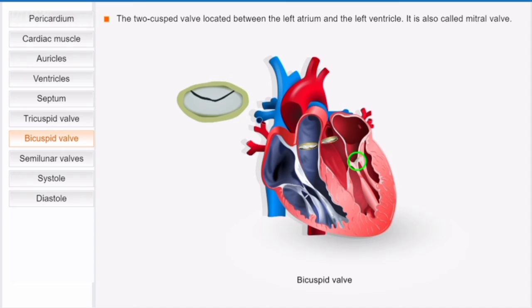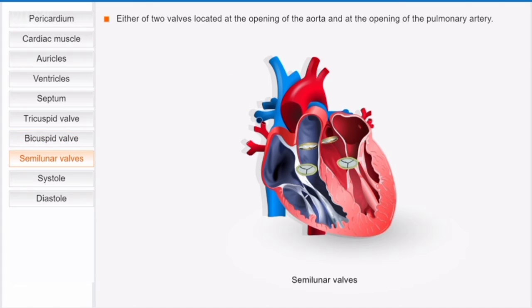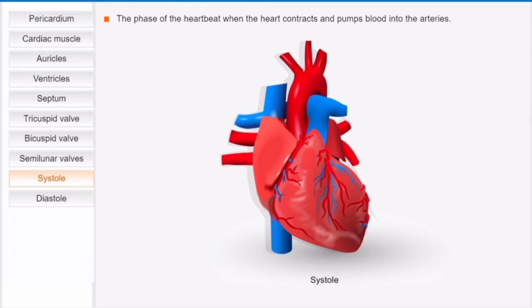Bicuspid valve. It is the two-cusped valve located between the left atrium and the left ventricle. It is also called mitral valve. Semilunar valves. It is either of two valves located at the opening of the aorta and at the opening of the pulmonary artery. Systole. It is the phase of the heartbeat when the heart contracts and pumps blood into the arteries. Diastole. It is the phase of the heartbeat when heart relaxes and allows the chambers to fill with blood.